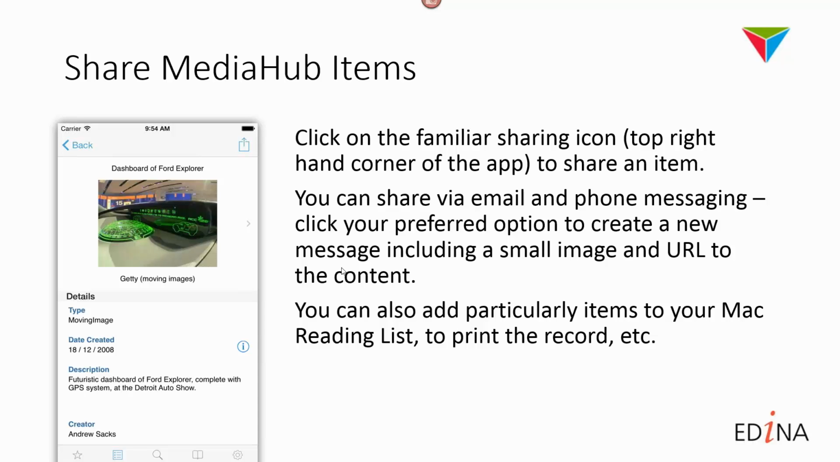And you can also add items to your reading list or print the record, that sort of stuff. At the moment, social sharing, so Facebook, Twitter, things like that, are not enabled, but we hope to do that at some point in the future. At the moment, it's email and phone messaging and reading list and print record, because we think those are probably the most likely to be useful, at least initially.